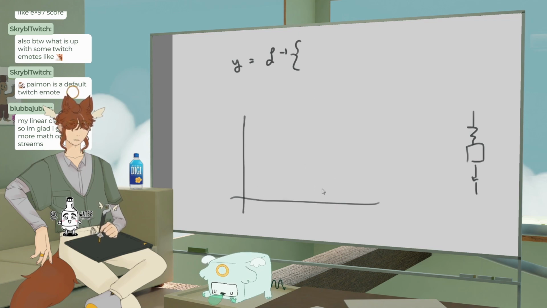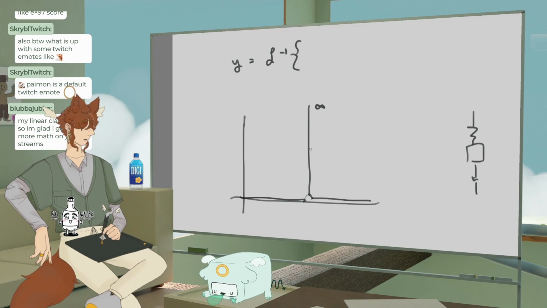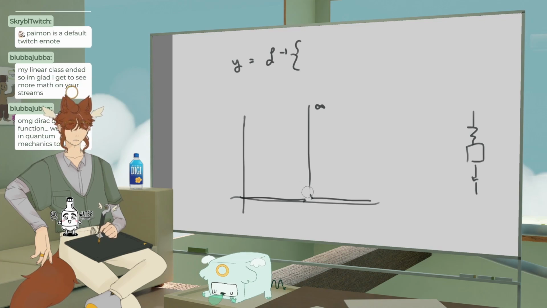And it looks like this. It's like this very small spike that exists, and it goes up to infinity. But it's the right amount of infinity, is the way that my professor described it, so that the area under here equals 1.